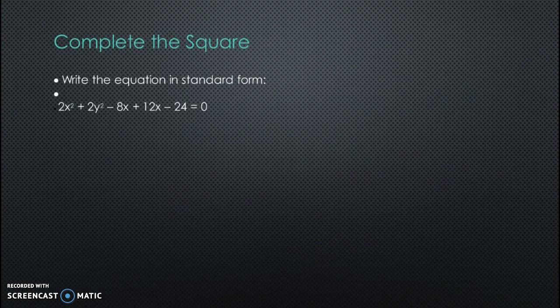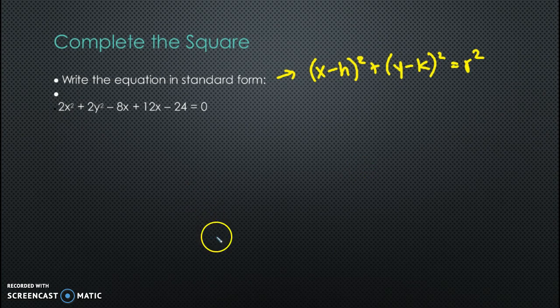Right, and then we also had to complete the square to be able to write the equation in standard form. That standard form is the one with h and k, and that's the only way that we can figure out the center of our circle and the radius of our circle. Right, so to complete the square, to start with, I have to have a coefficient of 1 in front of my x squared and my y squared. In this case, they both have a 2, so I'm going to divide everything by 2 before I complete the square.